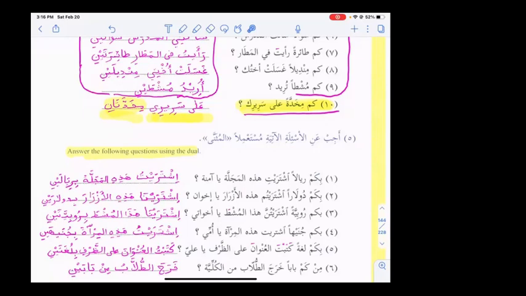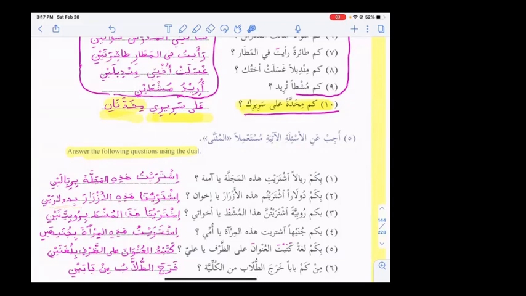So B came, harf jar. What is riyalayn? It is ism majrur. So this dual is majrur bil ya. Remember, B harf jar came, and the next thing is ism majrur. Bikam dularan ishtaraitum hadhihi al-azrara ya ikhwan? Azrara. So here it changes into ishtaraina. Ishtaraina hadhihi al-azrara. We bought these buttons bi dularayn. See, bidularayn. Dularani, dularayn.